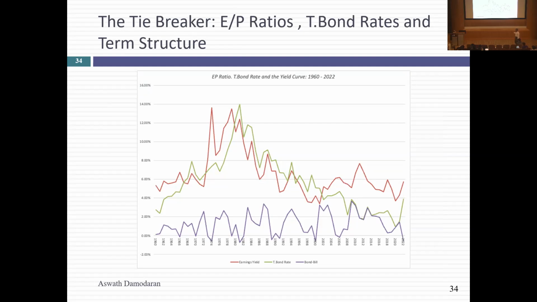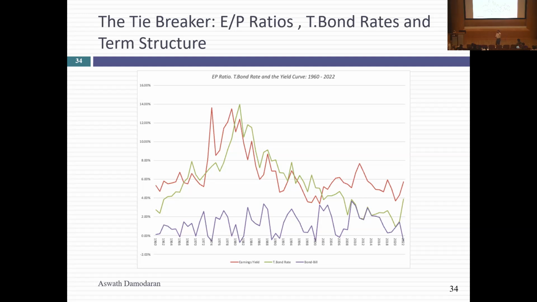So let me start with the easy question. Do the 2 look like they move together? No, most of the time, right? You think, what's this purple line? That's the difference between the T-bond rate and the T-bill rate. The T-bond is a 10-year bond. The T-bill is a 3-month T-bill. So what am I measuring by taking the difference between the T-bond rate and the T-bill rate? When that number is 0, what's happening? Basically, it's measuring the slope of the yield curve.